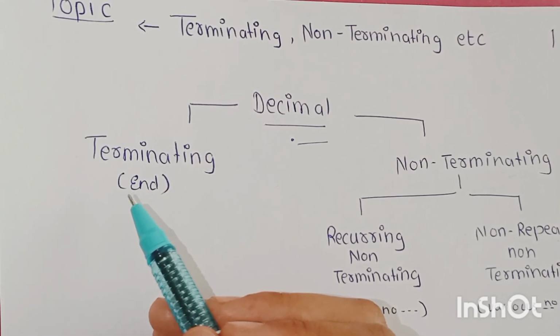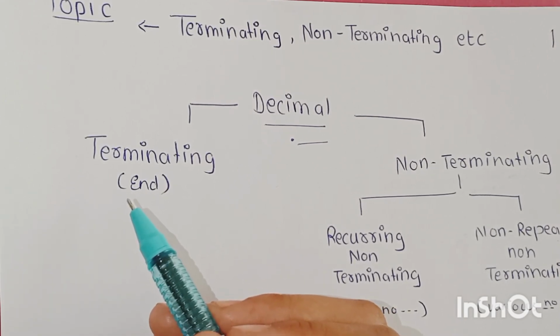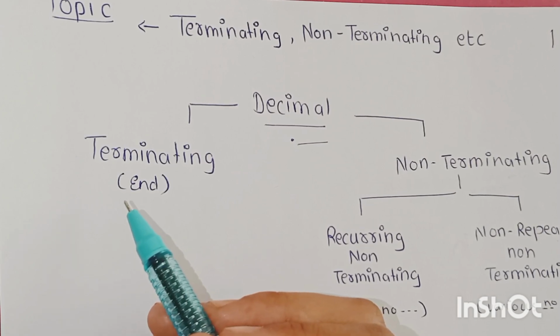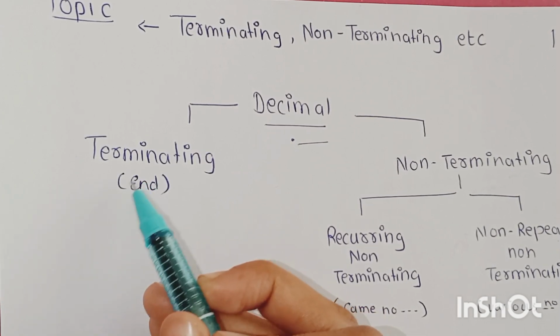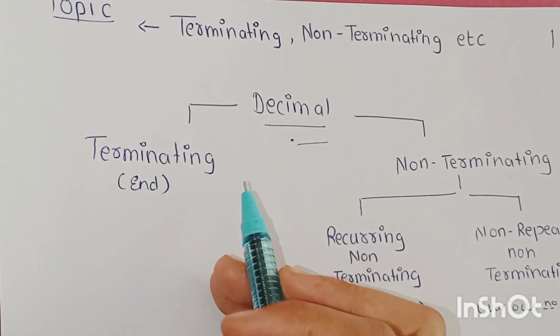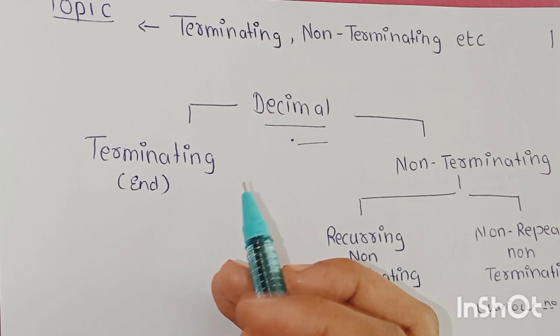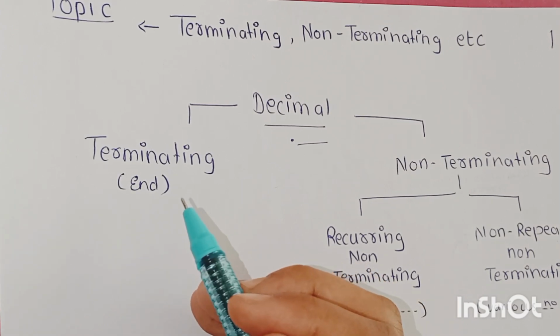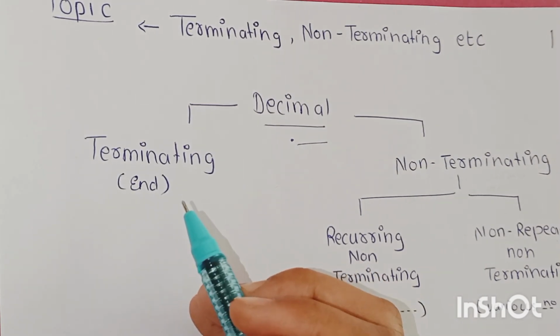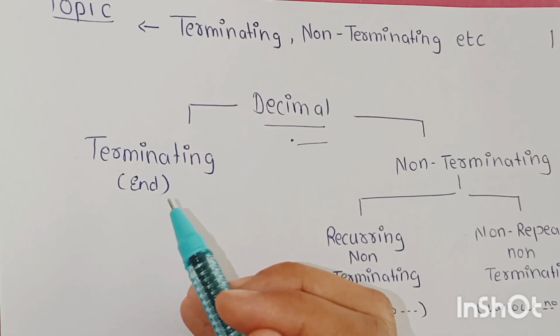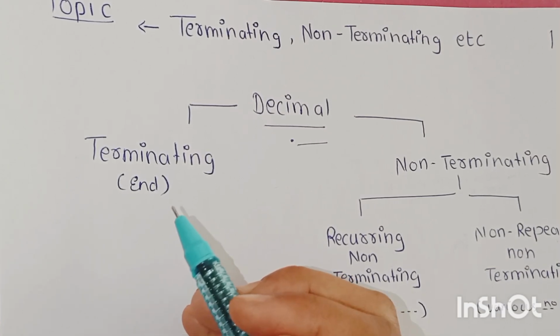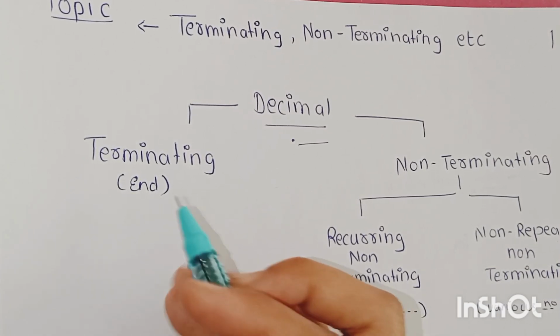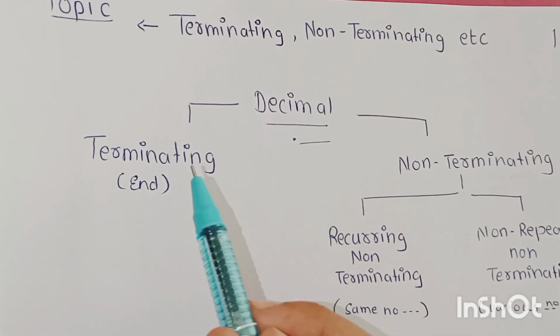We often hear the word terminating near railway stations, as in the train will terminate or the train has terminated. It means the train has ended and it will move aside. Okay, so done with that. Terminating means end. So terminating numbers are the decimal numbers that end.